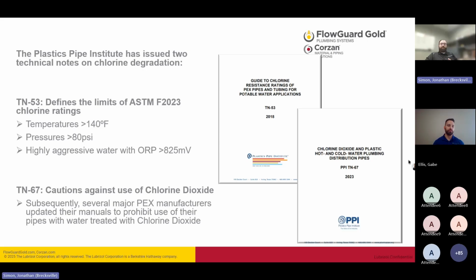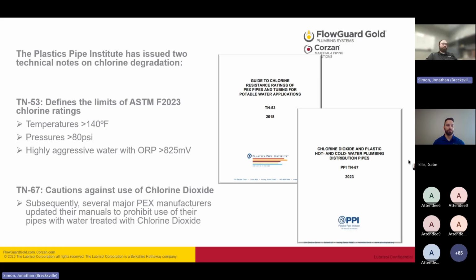And those limits include any temperatures above 140 degrees Fahrenheit, pressures above 80 psi, or water with an oxidative reduction potential greater than 825 millivolts. Subsequently, in 2023, the Plastics Pipe Institute also issued Technical Note 67. Now, this applies to a wide variety of plastic and metallic piping, but specifically cautions against the use of chlorine dioxide because chlorine dioxide has the unique ability to get above 825 millivolts of ORP at very low levels of disinfection.